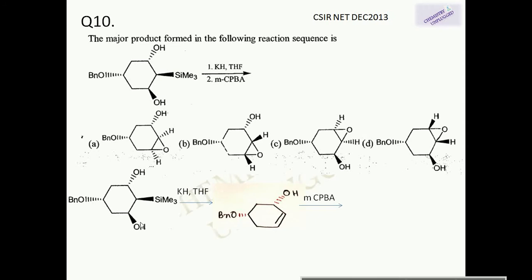In the next step we are using mCPBA and it will undergo epoxidation, and the oxygen atom will attach on the same side as the OH. We have discussed it previously. Generally the oxygen atom of the epoxide tries to attach on the side which is less hindered, but when we have an OH group in the compound, it will attach on the same side because it can undergo hydrogen bonding. So option A will be the correct answer.